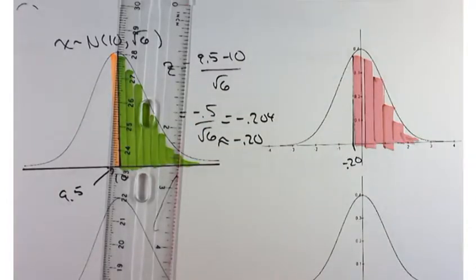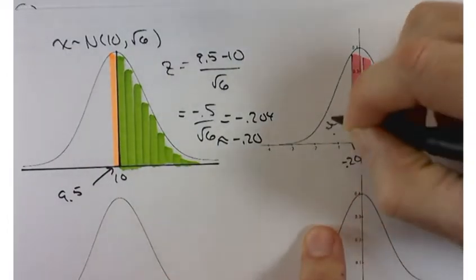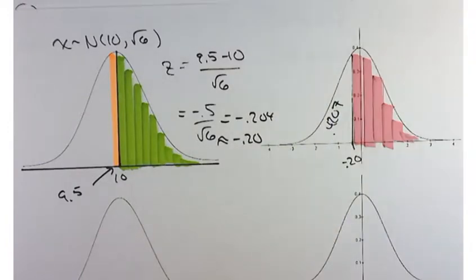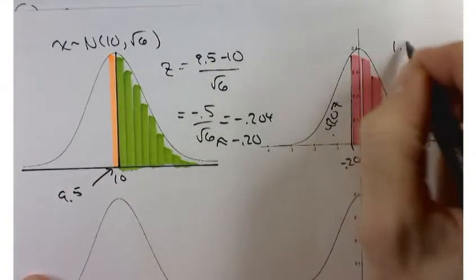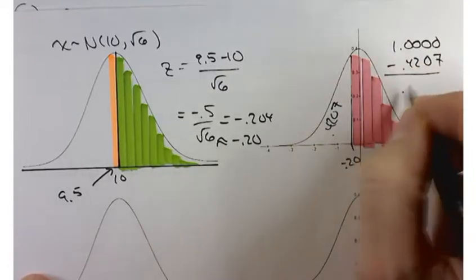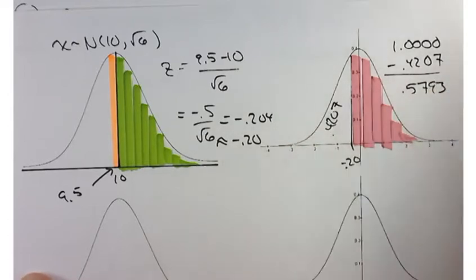Okay, so we're going to look up negative 0.2 in the z-table. 0.4207. Is that the probability that we want? No. So we have to subtract that from 1. So 1.000 minus 0.4207, 0.5793. Cool.